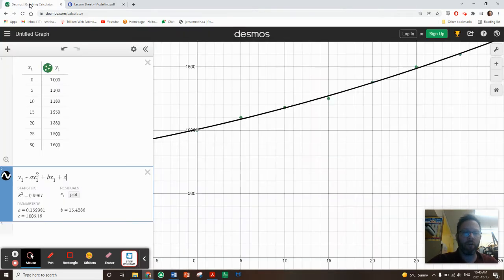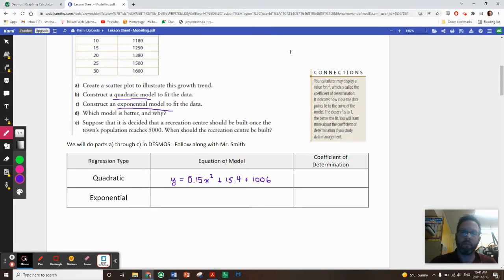Now, in our question, we got an r squared value of 0.9967, which is very close to 1. This curve fits our data very, very well. At the very least, it fits this small window of data extremely well. Let's try an exponential regression.